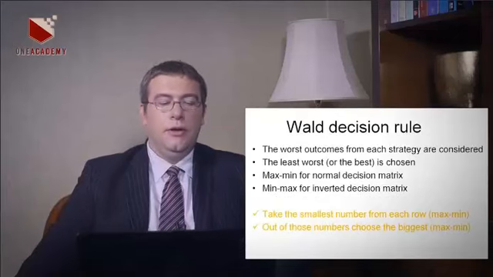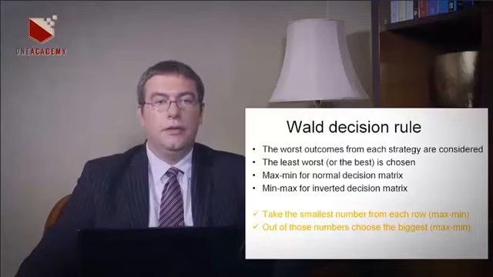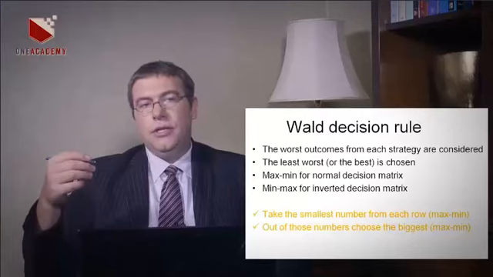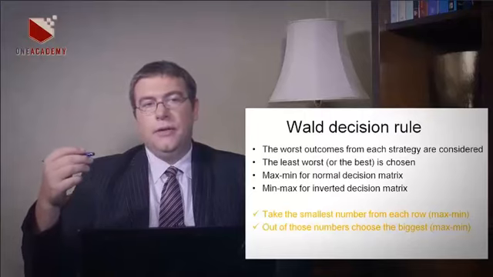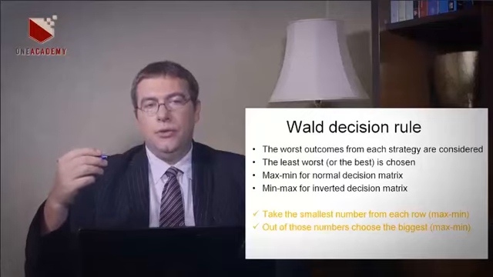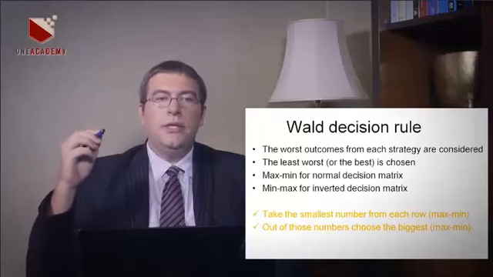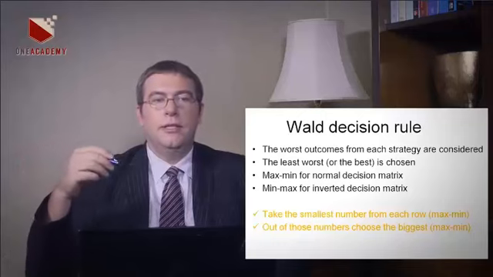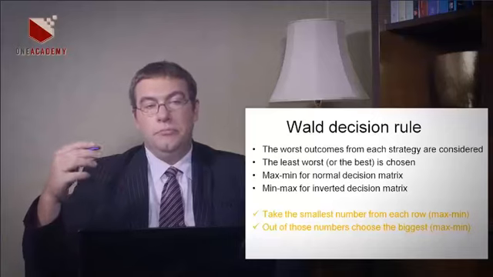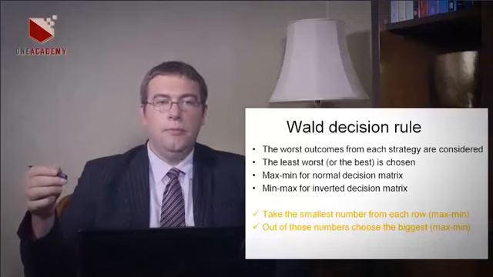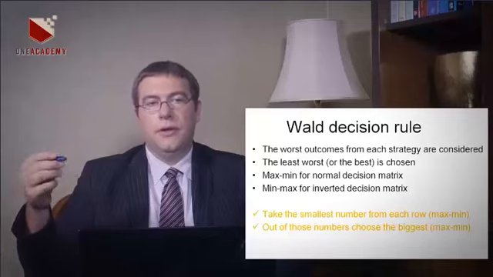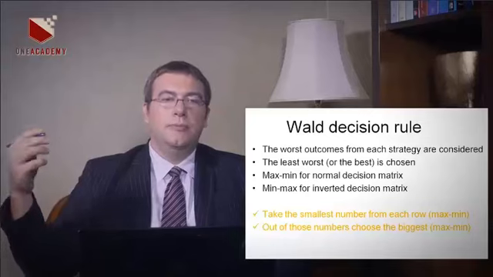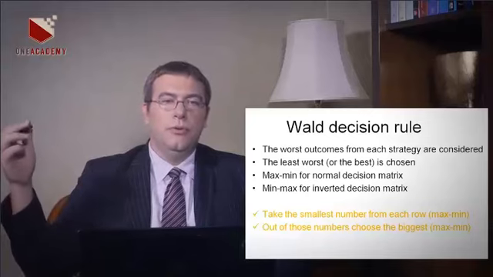So let me start with the Wald decision rule of conservative expectations. This decision rule is based on the idea that whatever we decide to do, always the worst possible outcome would occur. So it is to some extent very pessimistic. This is why it's called conservative expectations. Basically, whatever I decide, I am expecting that the worst possible outcome will happen.